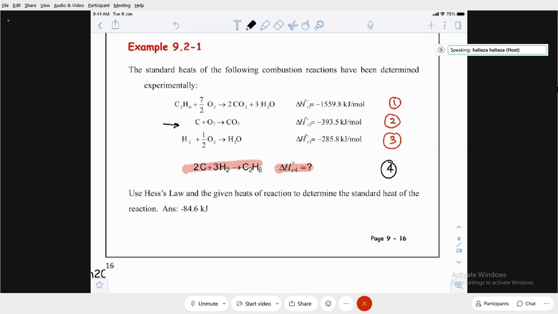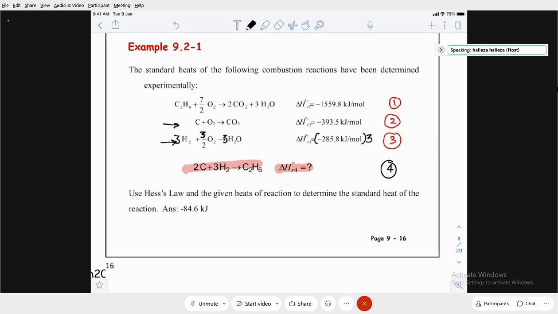Let's see. You need hydrogen gas. While you have hydrogen gas over here in reaction number 3, the only difference between number 3 and the desired equation, which is equation number 4, is the amount of hydrogen. The amount of hydrogen you need is 3, so you're going to put 3 in front of that hydrogen. So you're going to multiply the whole equation by 3, and this becomes 3. And the heat of reaction also needs to be multiplied by 3.